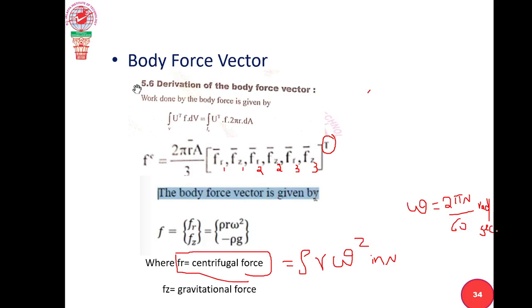Can you tell me how we got this 2 pi N by 60? Very basic level, very fundamental, you studied it at school level. Anyone know how we got this? Omega is 2 pi N by 60.